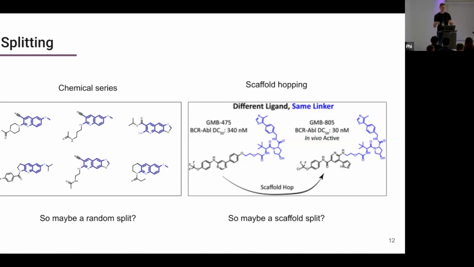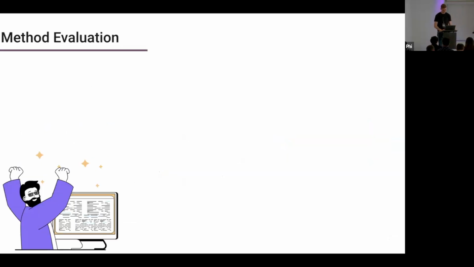If that's the scenario you find yourself in, a random split is probably not going to give you an accurate estimate of performance. So what you want to do instead is maybe do a scaffold split. I deliberately say maybe a scaffold split, maybe a random split, because again, it really depends. It depends on your target space as well. There's just a lot of considerations here.